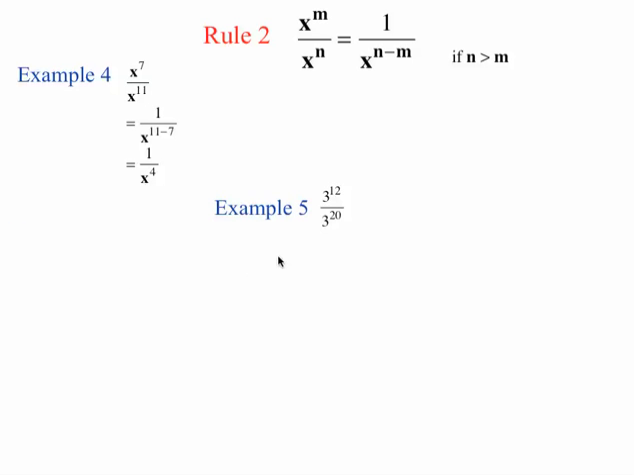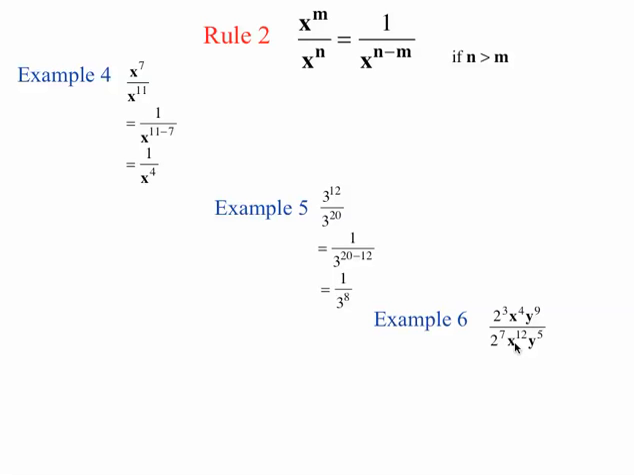Here's example 5. We have 3 to the power of 12 divided by 3 to the power of 20. The exponent is larger on the bottom, so the answer goes to the bottom. And it's going to be 3 to the 20 take away 12, which is 1 over 3 to the power of 8.